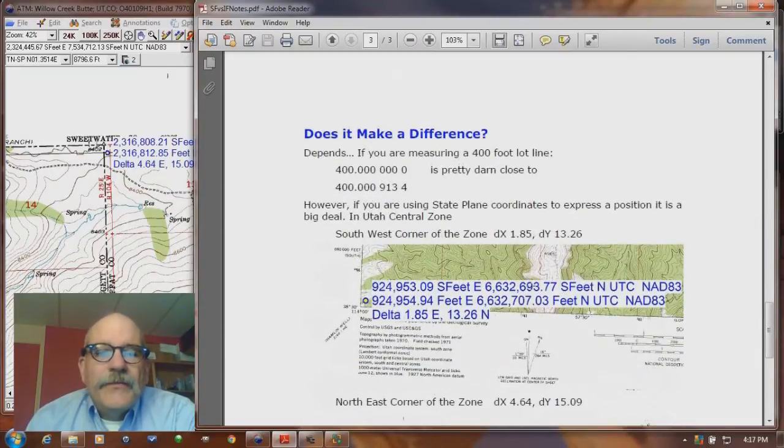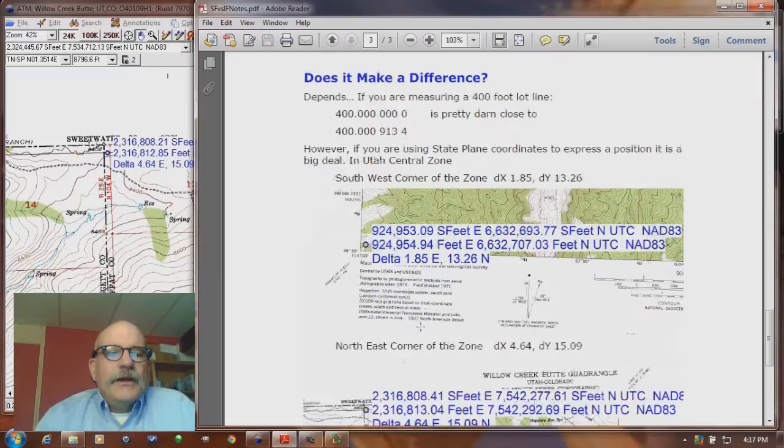Now, does it make a difference? Well, if you're measuring a 400-foot distance, let's say you're measuring the side lot line on my home, it's 400 feet. Does it make a difference whether it's 400.000000 feet or 400.000913 feet? Nah, you can't measure that small of a distance. However, if you're measuring a state plane coordinate, it makes a pretty big difference.